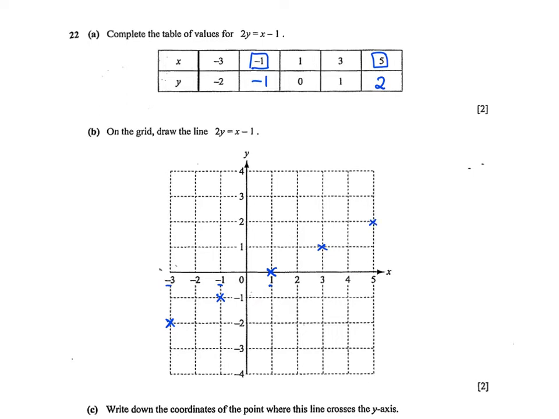Now we have this, right? So we're going to draw one straight line across. Then label the equation 2y equals x minus 1. Do draw with a pencil.